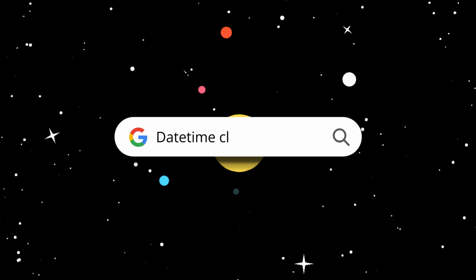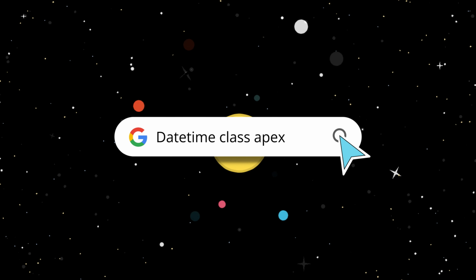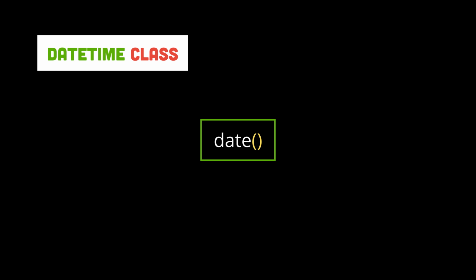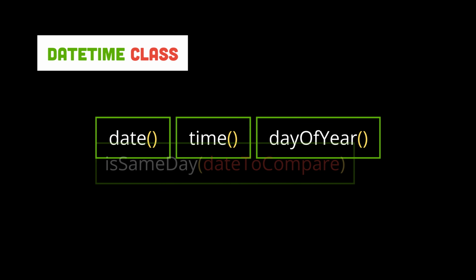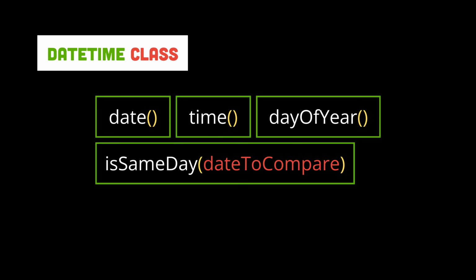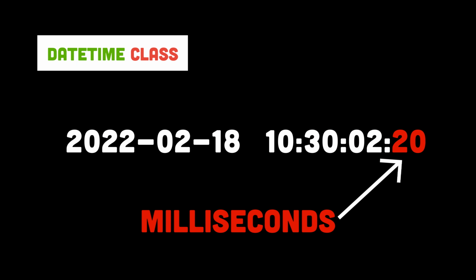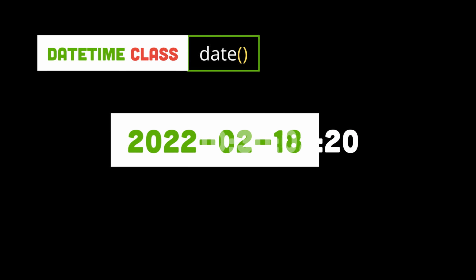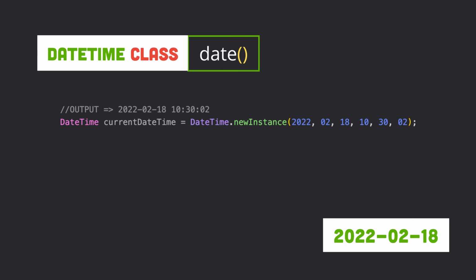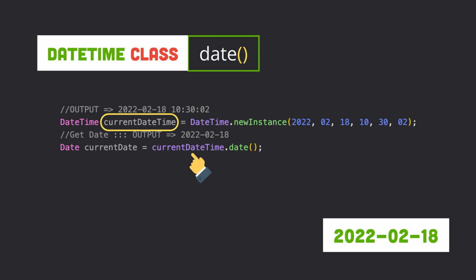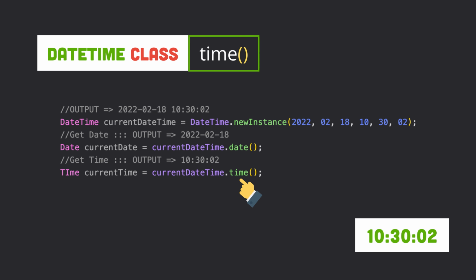Number 6, and the final topic of this video, the datetime class in Apex. We will understand how to use the date method, the time method, the dayOfYear method, and the isSameDay method that requires a dateToCompare parameter. We already know that the datetime data type is the combination of a date and a time. To be precise, those components can further be subcategorized into year, month, day, hour, minutes, seconds, and milliseconds. The date method from the datetime class can be used to get the date. Here's how we use it. We use the date method on the datetime variable that we want to get the date for. Similarly, we use the time method to get the time.